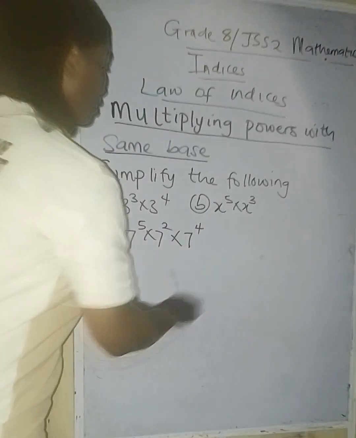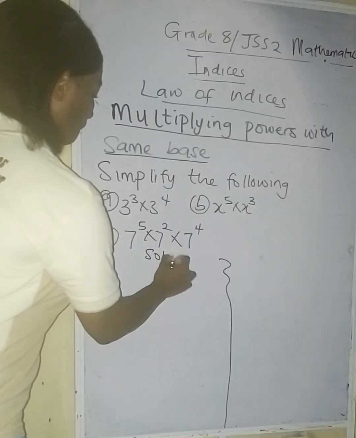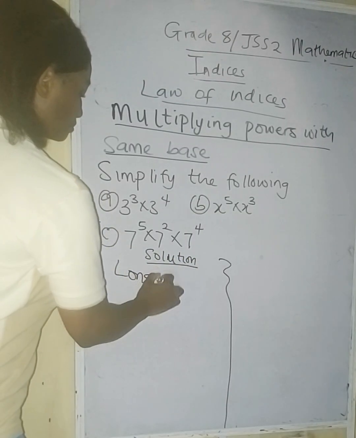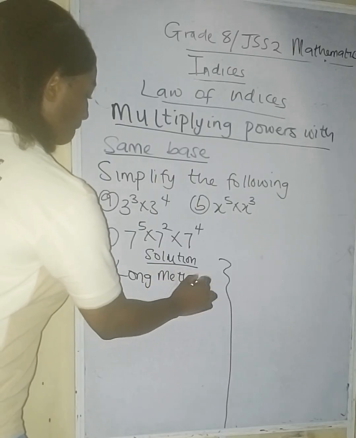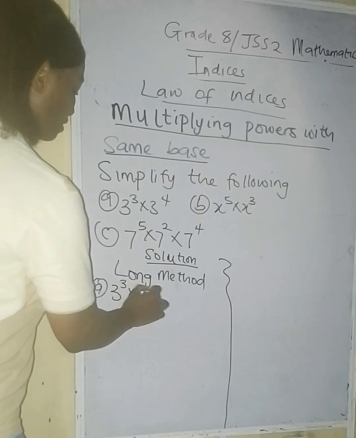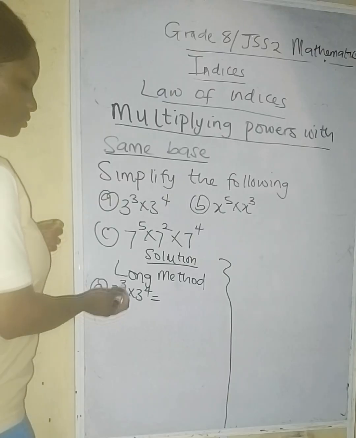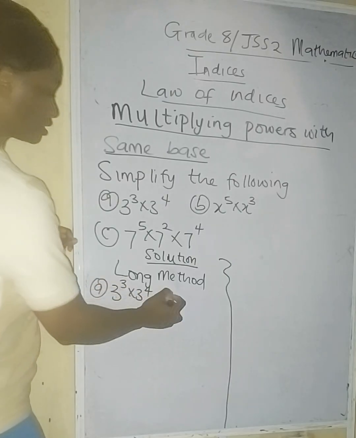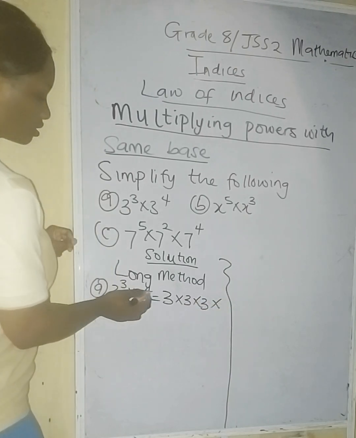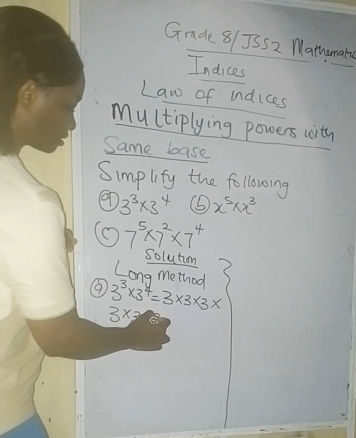So now let me split it. At this aspect here is the long method. So now let's start. We have 3 raised to power 3 times 3 raised to power 4. Alright, let's solve it now. We already know that 3 will count 3 times. That is 3 times 3 times 3. Then the next one is 3, how many times? 4 times. That is 3 times 3 times 3 times 3.